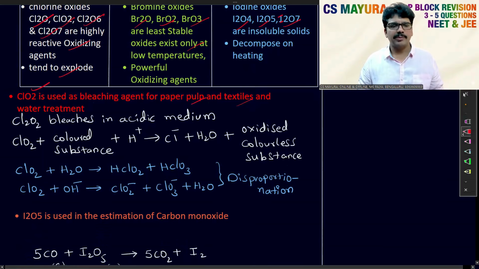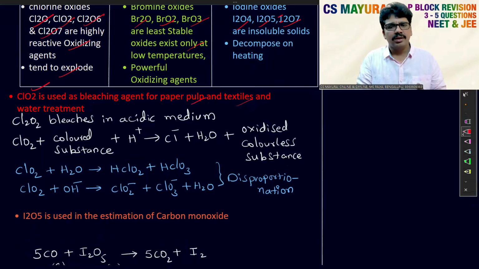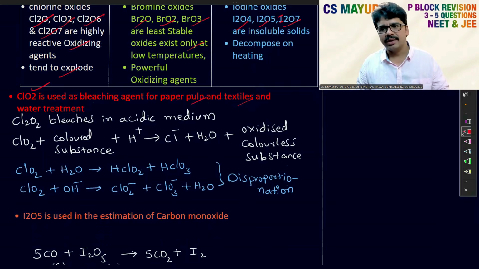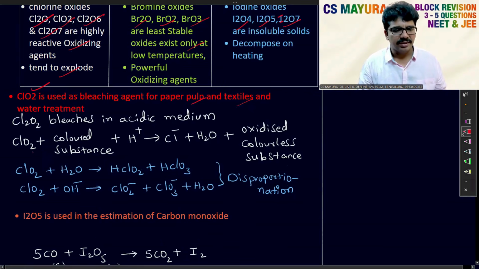So bleaching means the process of removing natural color from the given substance, generally organic substance. From organic substance, removing the natural color by using certain agents. That phenomenon is bleaching, and the chemicals used for bleaching are called bleaching agents. Right.